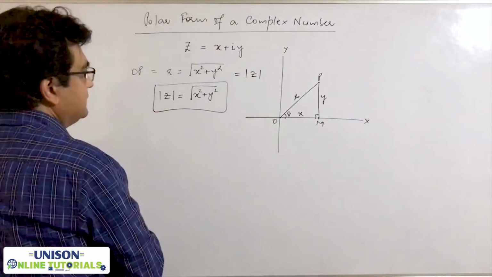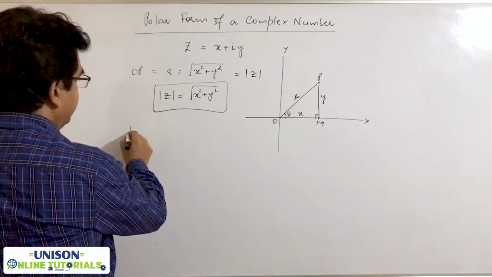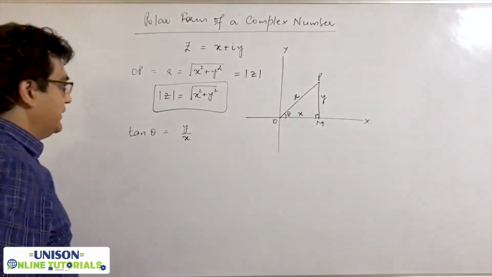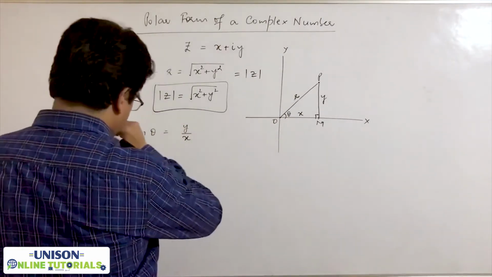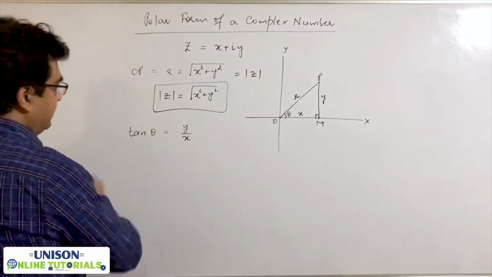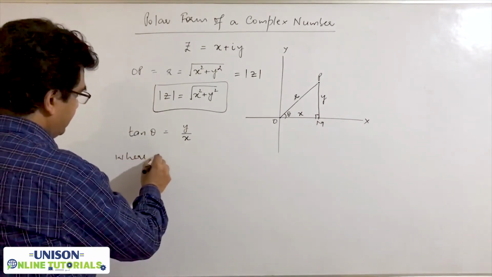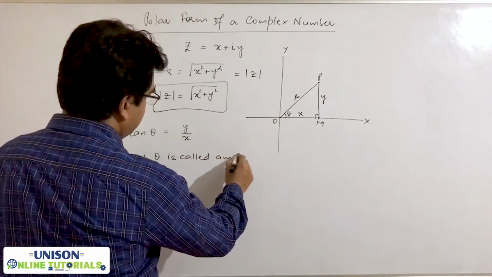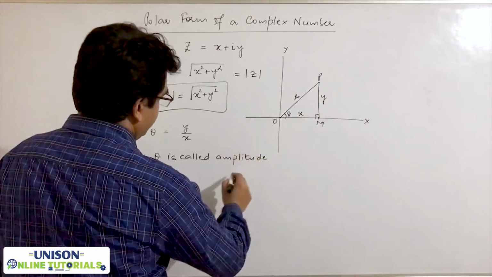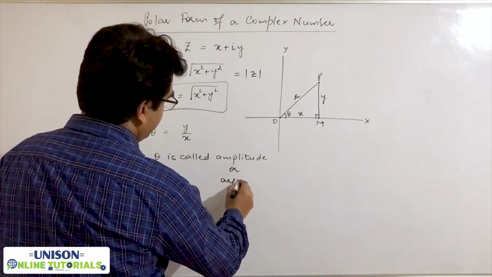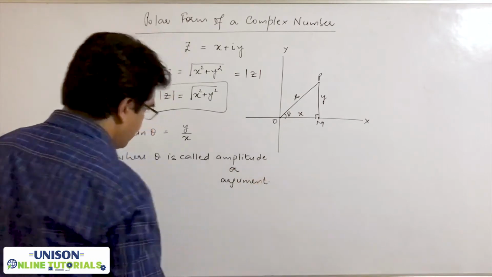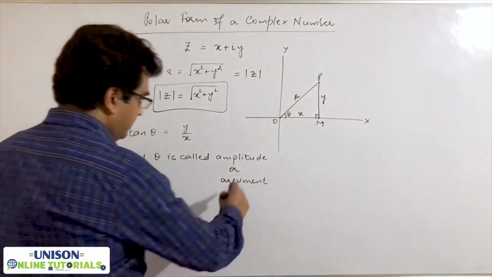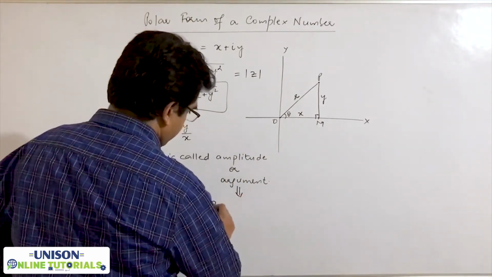And what is tan theta? Tan theta is perpendicular upon base, it is y by x. So this is tan theta. Now what is theta here? Theta is called amplitude, or we also call it argument. And this argument is termed the principal argument.